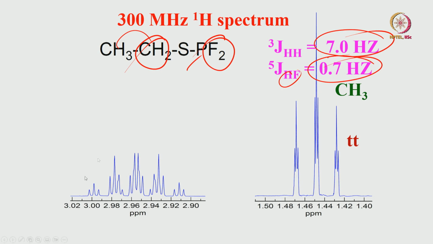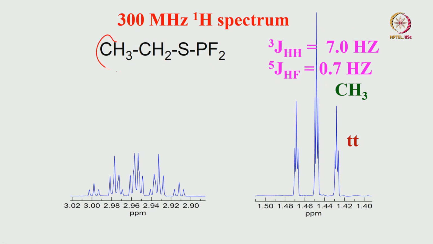Obviously, you can say this is a CH2 group, and this CH2 group will couple to this one. What is the pattern we expect? We expect that pattern to be a quartet. Further, what will happen? This CH2 is not far away from phosphorus and fluorine. It couples to both of them.